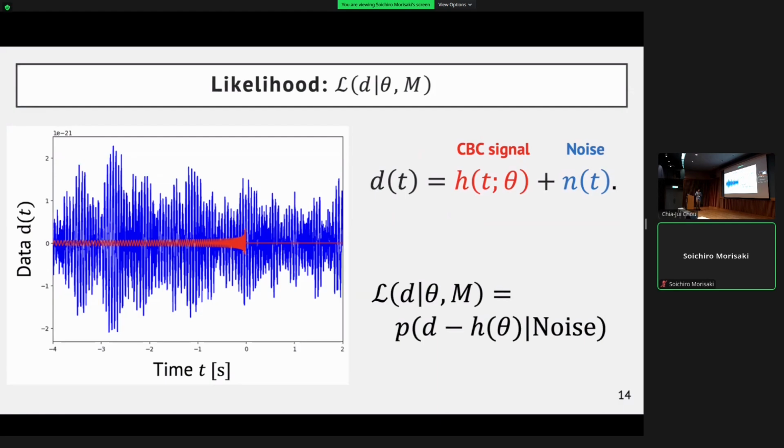So under this model, we can prove that the likelihood function is equal to the probability of obtaining data minus CBC waveform under the noise hypothesis. So once we specify the statistical properties of noise, then we can compute this likelihood.